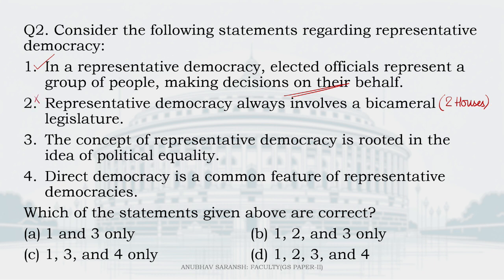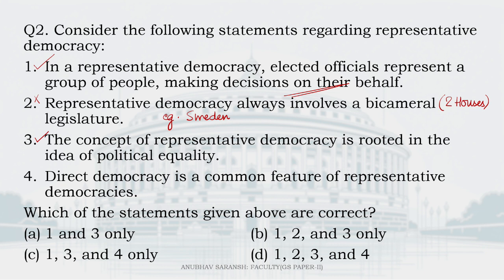There are various examples wherein you will have a representative democracy but with a unicameral legislature. A very simple example of this can be, let's say, a country like Sweden, which has only 1 house. So 2 is wrong. The concept of representative democracy is rooted in the idea of political equality. Yes, of course, political equality, where all individuals have an equal opportunity to participate in the political process. And number 4, direct democracy is a common feature of representative democracies. Now, of course, this is wrong.